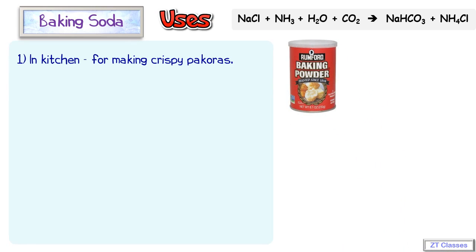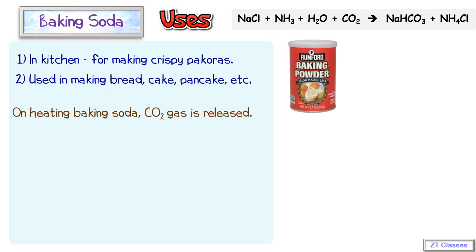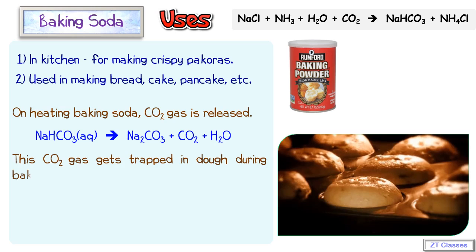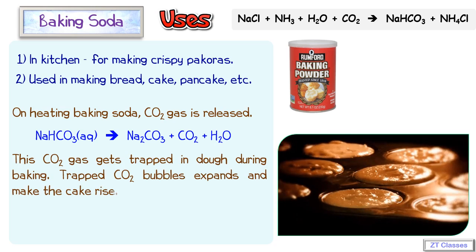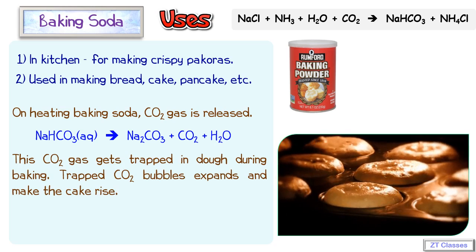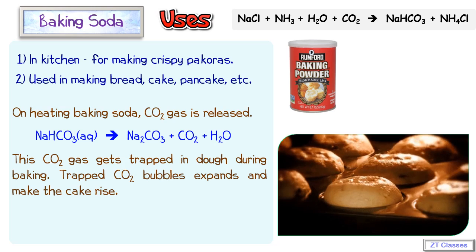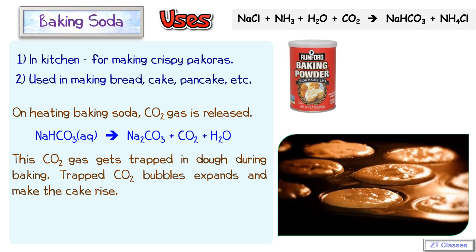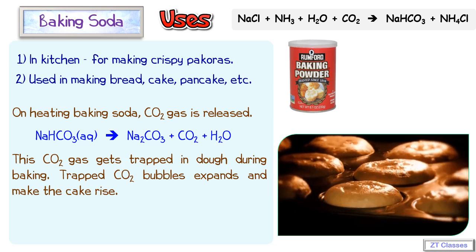It's also used in baking products, for example to make bread, cake, pancake. So actually, when baking soda is heated, CO2 gas is released, and this CO2 gas is what gives the fluffiness to the cakes which are being baked. These CO2 bubbles get trapped, and when heated they expand, and because of that the cake rises and we get our baking products.